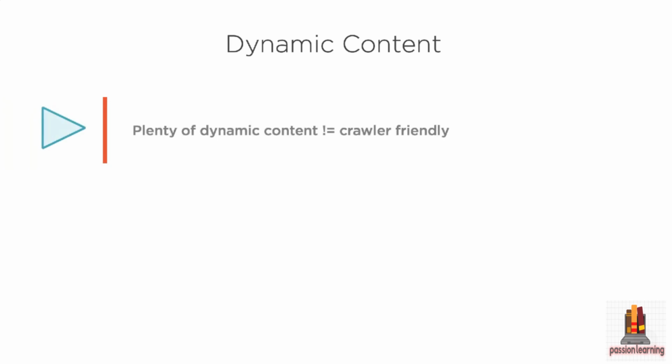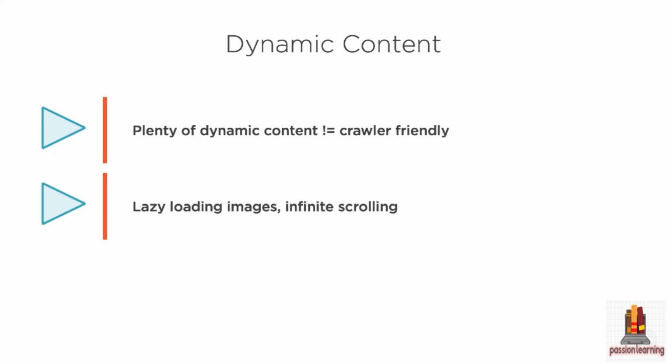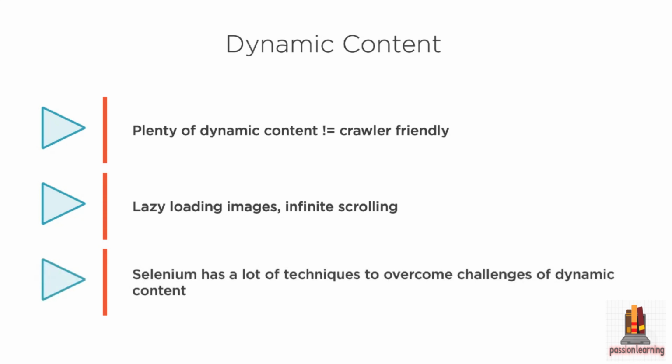Dynamic content. Although websites are increasingly becoming interactive and user-friendly, this has a reverse effect on web crawlers. In fact, new websites with a lot of dynamic coding practices are not at all crawler-friendly. Examples of these are lazy loading images, infinite scrolling, etc. Selenium has plenty of techniques for getting around these, some of which we have already seen in this course.